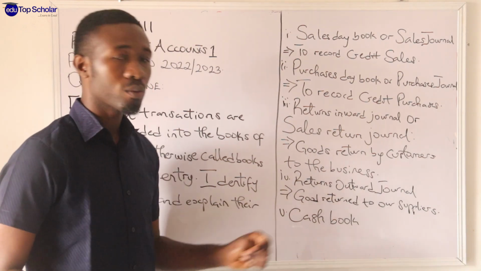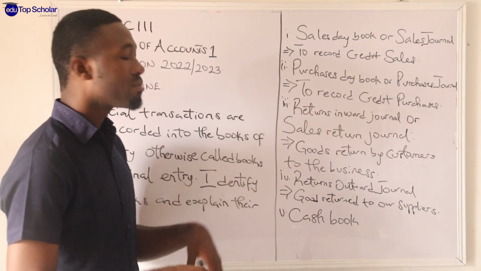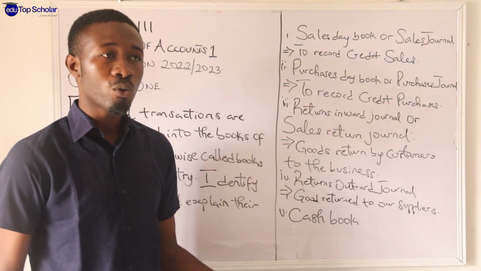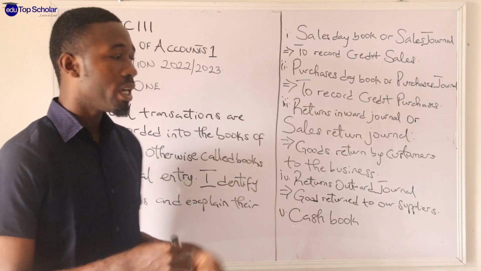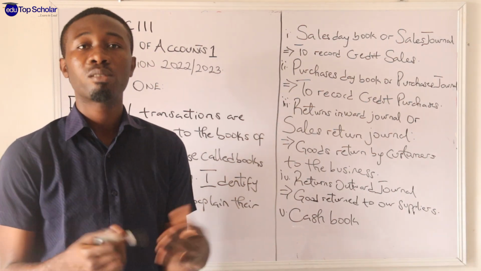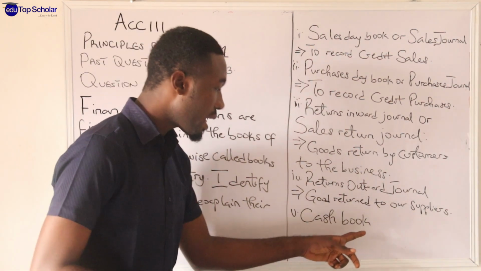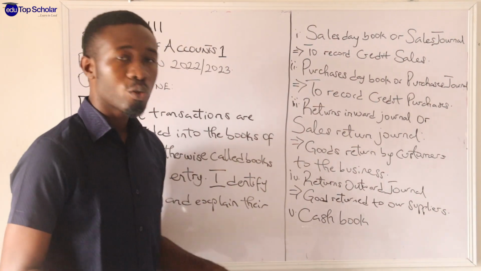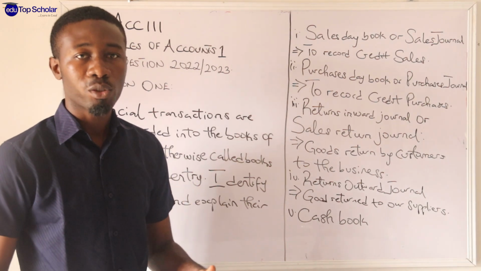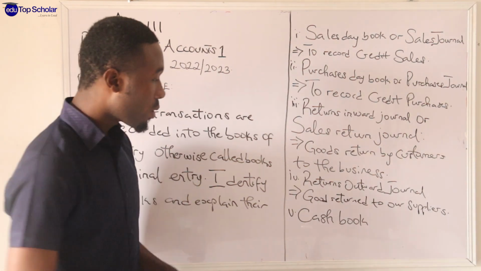Cash book. So it can be a single column cash book or a double column cash book or a triple column cash book. Those are the 3 types of cash book we have, but essentially what it is used for is to record cash transactions.